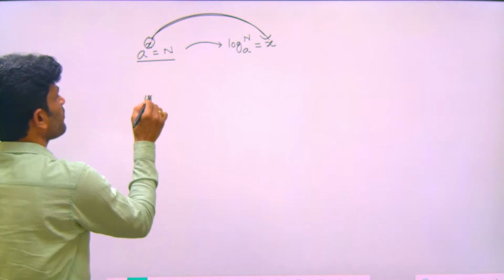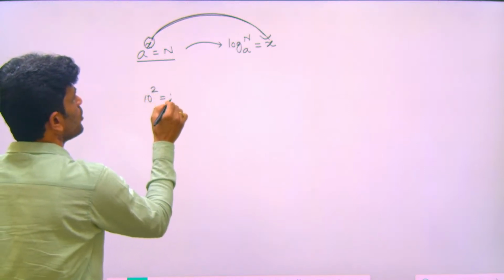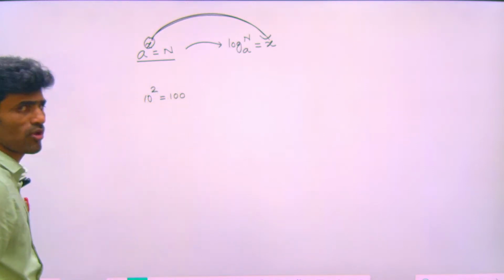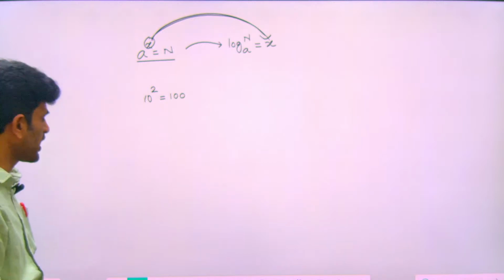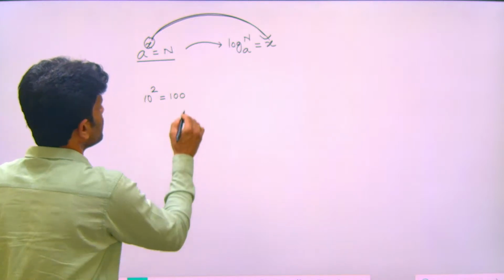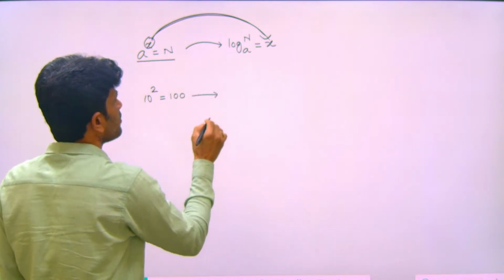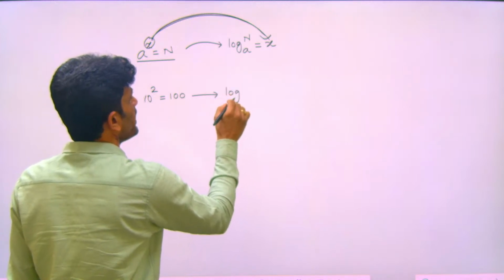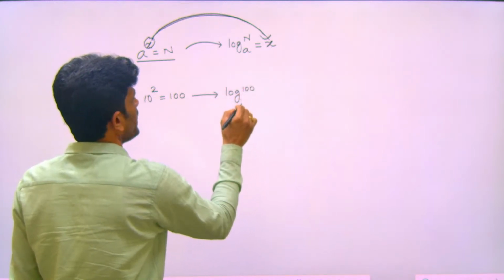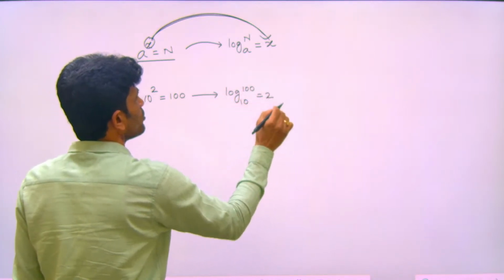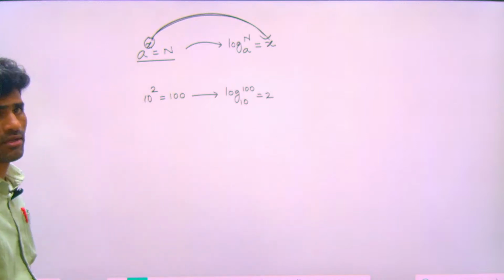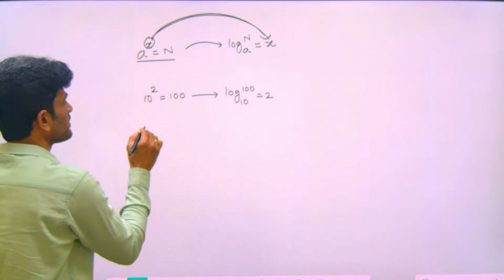10 to the power of 2 is equal to 100 is exponential form. Then what is the logarithmic form here? Log 100 to the base 10 is equal to 2. That is the logarithmic form. Let us see one more example.